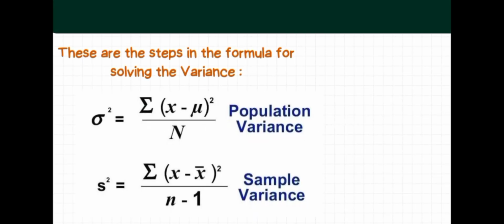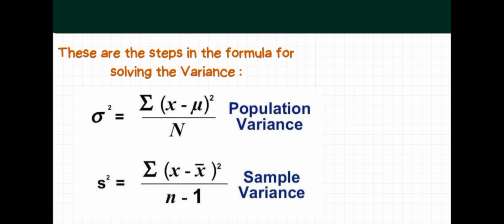These are the steps in the formula for solving the variance. Ang formula ng population variance is sigma squared is equals to summation of x minus mu raised to 2 over n. And the formula for sample variance is s squared is equals to summation of x minus x bar raised to 2 over n minus 1.